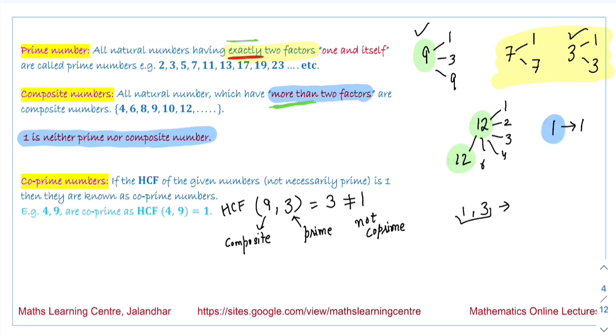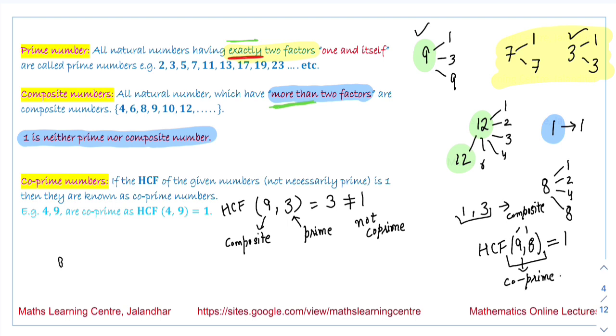Now suppose I am talking about the numbers 9 and 8. 8 has the factors 1, 2, 4 and 8. So what is the HCF of 9 and 8? The HCF of 9 and 8 is 1. We have seen that 9 and 8 are both composite, but this pair, 9 and 8, is co-prime.